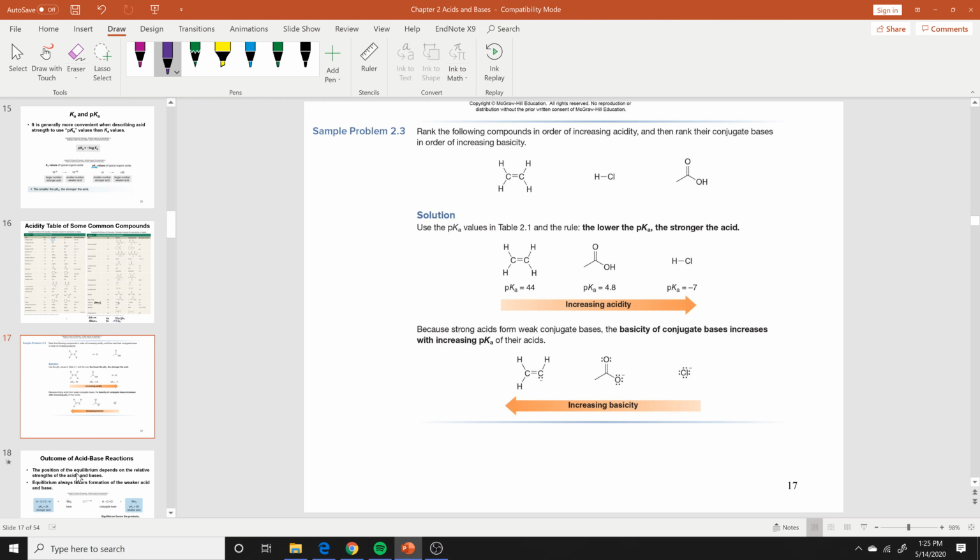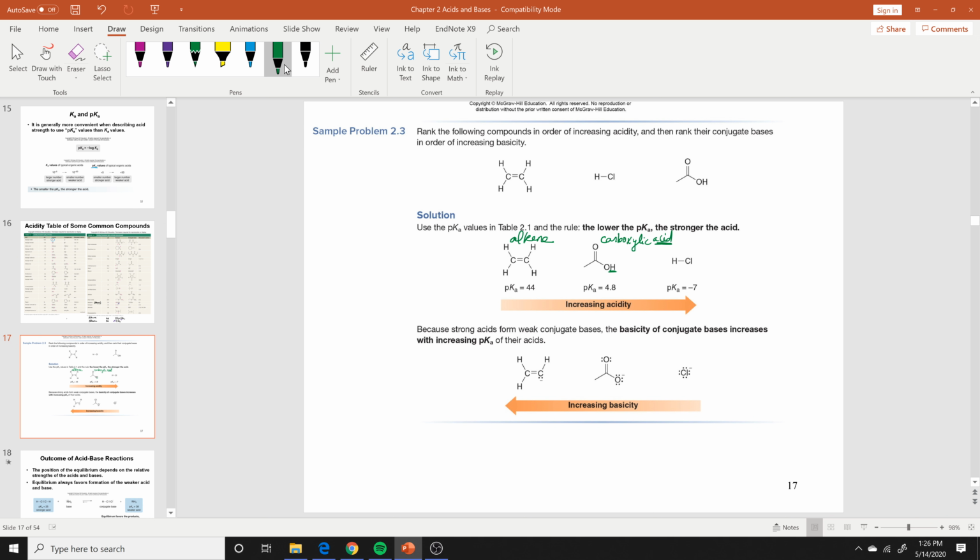So the idea here is rank the following compounds in order of increasing acidity. We can use the table in order to do this. So for the table, you look for alkenes. This is an alkene. So you look for the alkene. You look for the carboxylic acid. Now, as I mentioned, this is a carboxylic acid group. See the acid? So I'm expecting this guy to be acidic. It is acidic, and anyways, it is very acidic.